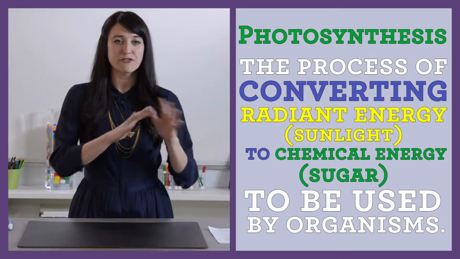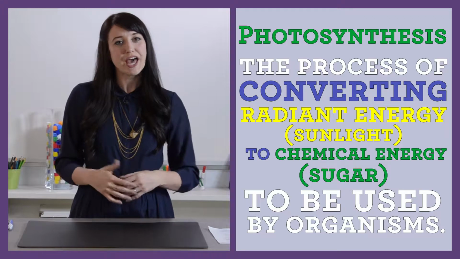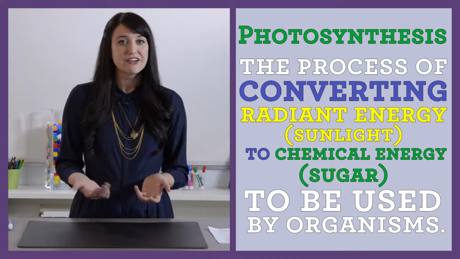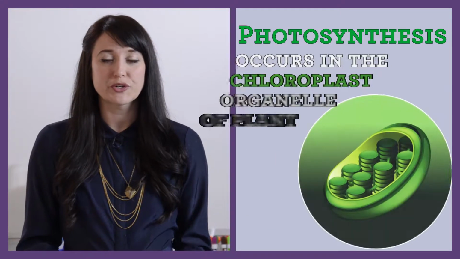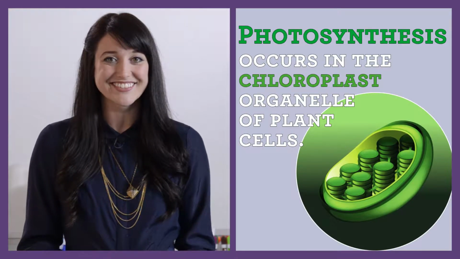Photosynthesis is the process of converting radiant energy in the form of sunlight to chemical energy in the form of sugar for the organism to use. The chloroplast is the organelle where photosynthesis occurs in plant cells.